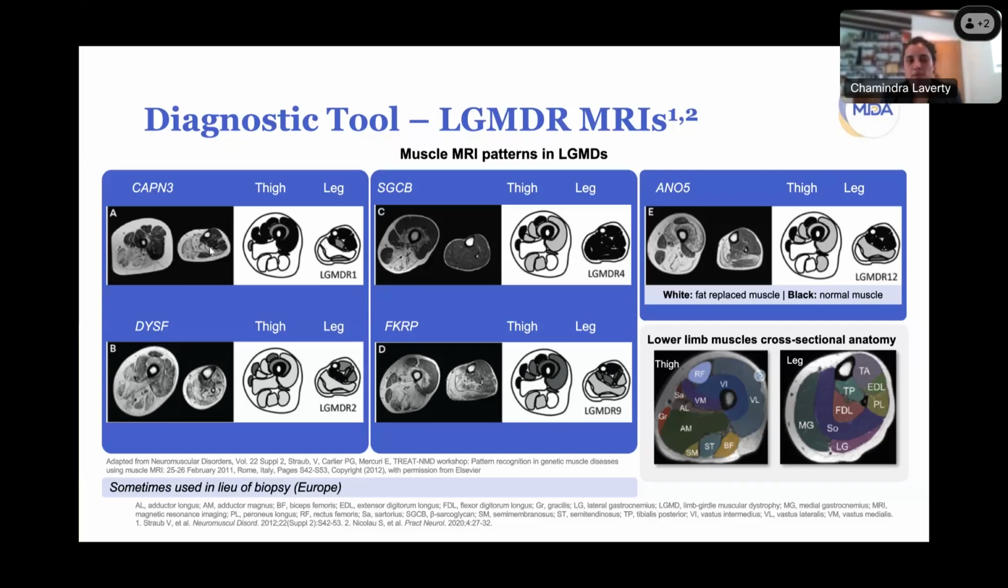Similarly, in the posterior compartment of the leg, the soleus and the gastroc, especially the medial gastroc, are affected disproportionately in calpain. If you just run your eye across the screen, you can see that the posterior compartment is disproportionately white, or affected, compared to the anterior compartment in all the limb-girdle muscular dystrophies, which is a hallmark feature of limb-girdle in general. And I would never scan a patient that's late stage for limb-girdle.